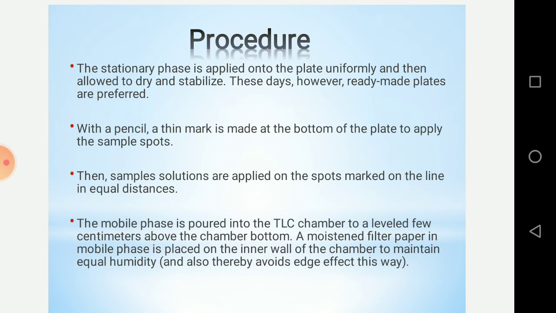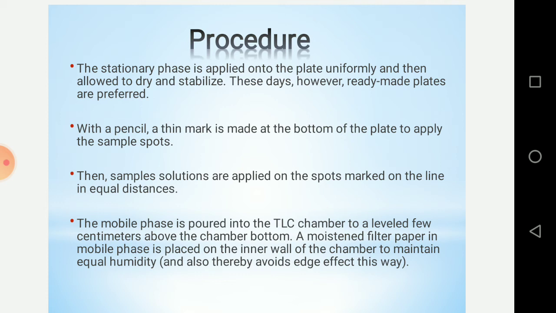We will see the procedure behind it. The stationary phase is applied onto the plate uniformly and then allowed to dry. So we take a plate and apply the stationary phase, which means the paste is applied over it. These days, however, ready-made plates are prepared. With a pencil, a thin line is marked at the bottom of the plate where the sample spots are placed. Then the sample solution is applied on the line at equal distances.